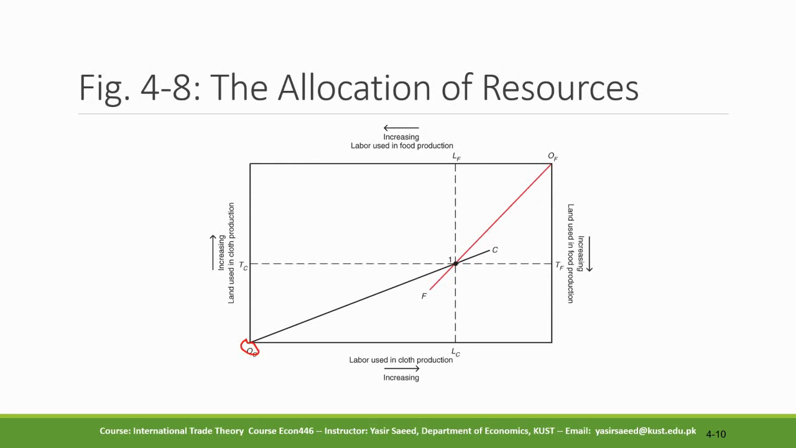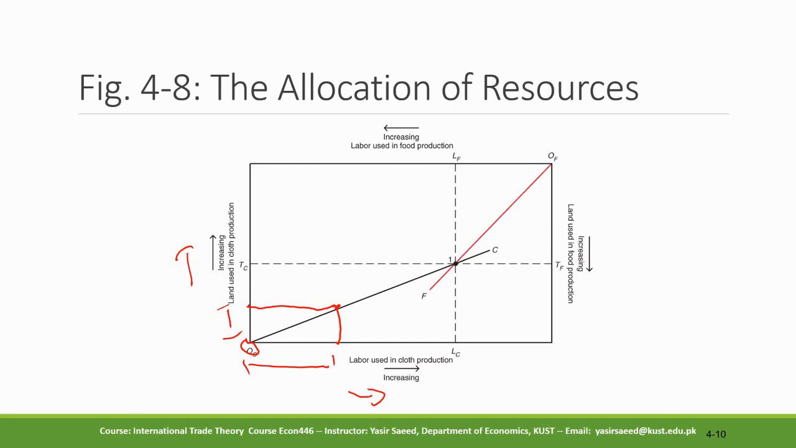OC shows the origin for the production of cloth, and on the x-axis, we have allocated labor for the production of cloth. And on the y-axis, we have allocated the land used for the production of cloth. If you look at the curvature of the C line, that shows the allocation of resources, or the combination of these two factors. For example, on this point, we are using, let's say, 2 units of land and 5 units of labor for production of cloth.